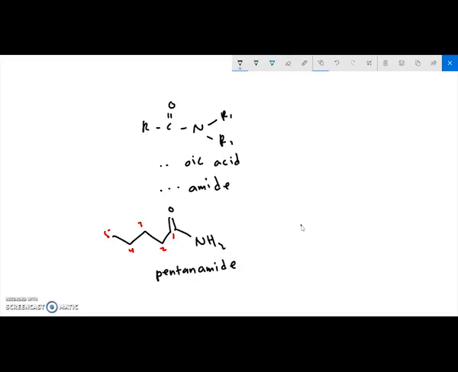If we have an aromatic amide, it originates from benzoic acid. The benzoic acid will have the OH attached to the C double bond O. However, we're going to replace the OH with NH2. Instead of having benzoic acid as a name, we're going to omit the oic acid and replace it with amide, so that it becomes benzamide.